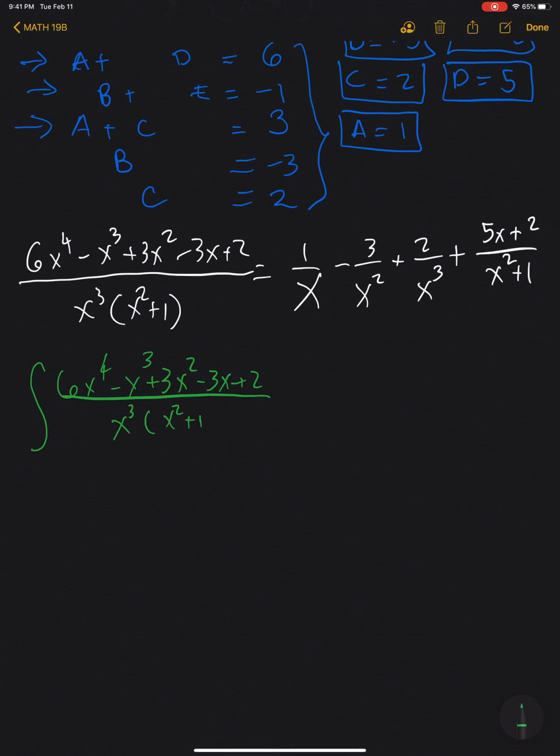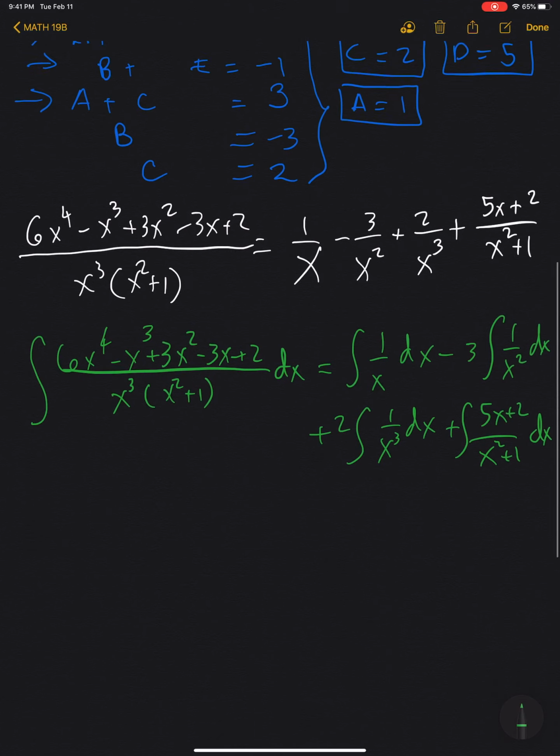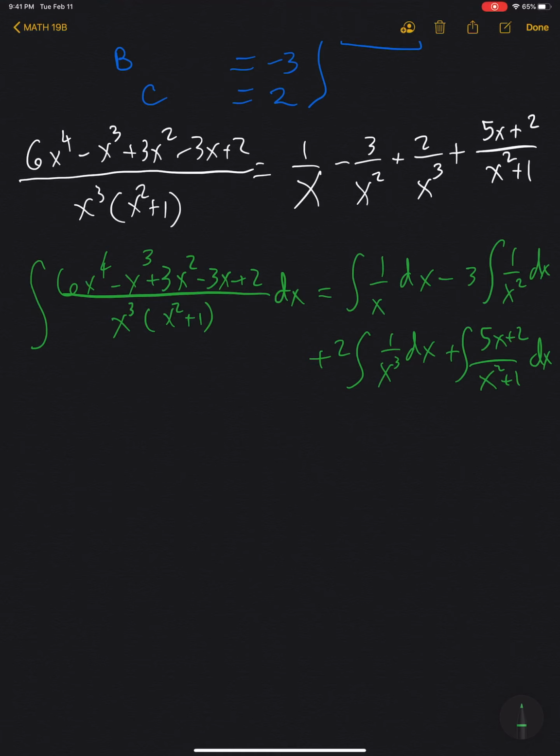So that means that I just have to do the integral of 1 over x dx minus 3 times the integral of 1 over x squared dx plus 2 times the integral of 1 over x cubed dx plus the integral of 5x plus 2 divided by x squared plus 1 dx. So this expression is much better. The first three integrals are workable. And the last one, we can basically do a trick. We can separate it and split it into two pieces.